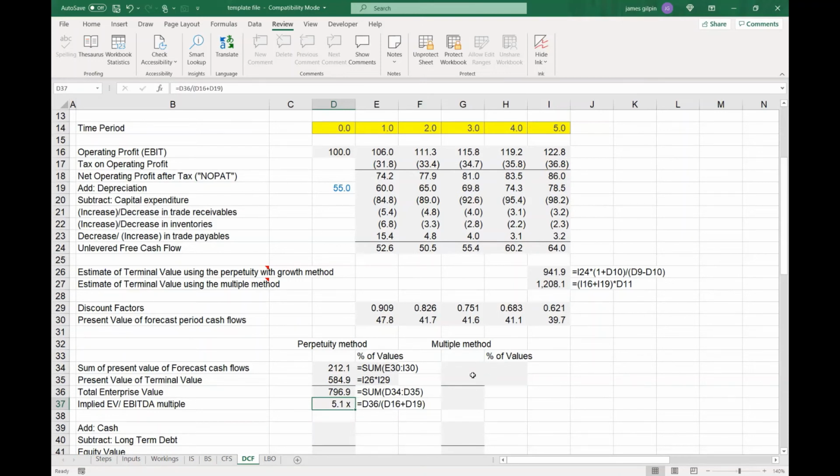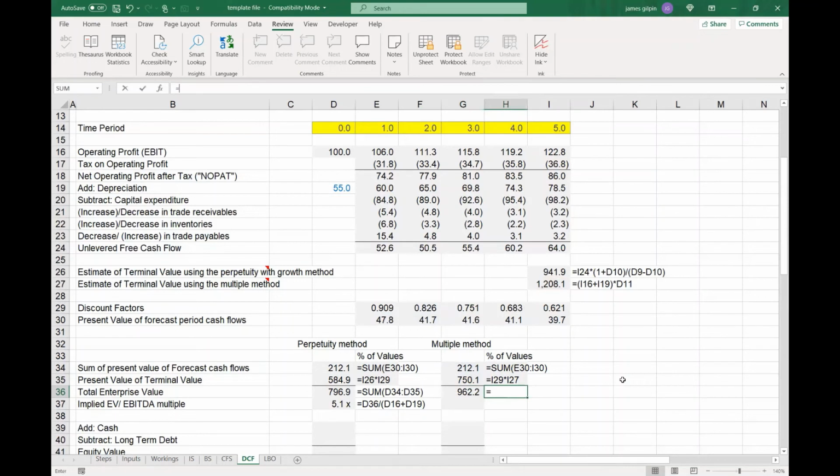Let's go and have a quick look at the multiple method before we go any further. So for the multiple method, the sum of the present value of forecast cash flows is going to be exactly the same, because it's only just the terminal value that's different. So again, I'm going to build a sum function to sum up those forecast cash flows. I could have just linked it to D34 as an alternative. And then I'm going to calculate the present value of that terminal value using the year 5 discount factor and apply it to that terminal value estimate. So I'm getting a slightly higher value overall.